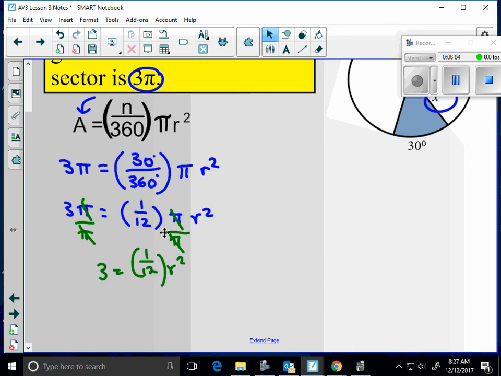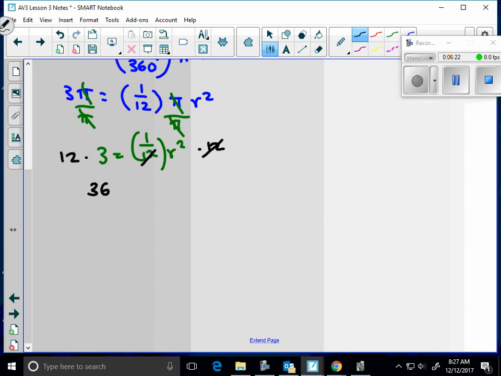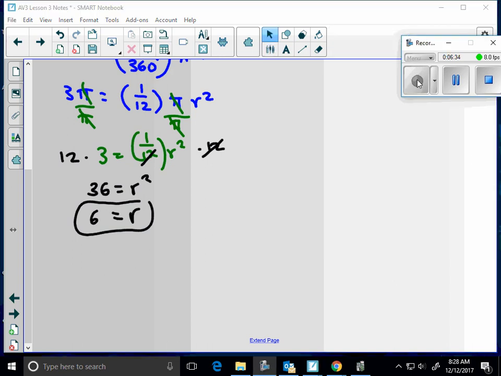Now what? Somebody other than Reed. How could I get rid of the 1/12? What could I multiply both sides by? Yeah, multiply by 12. Right? The 12s would cancel. I get on one side 36. Nice number. Right? What's the square root of 36? 6. I found the radius of the circle. And I don't have to write it in the approximate form because it's exact. It's a whole number. Well, let's continue.